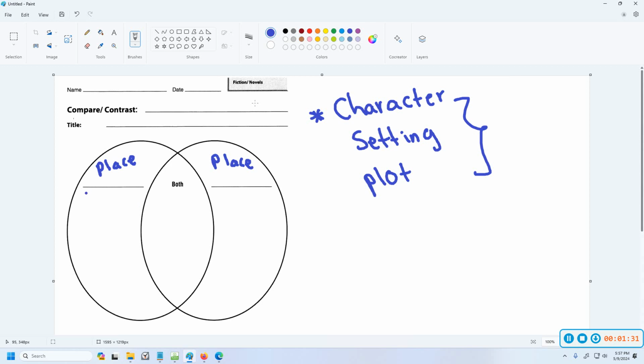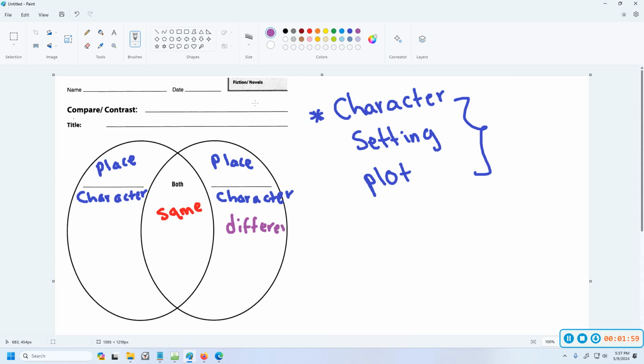You can say character 1, give me the name of the character that you're comparing, and then character 2. How are the two characters or the two places, how are they the same? And how are they different? How are they different?